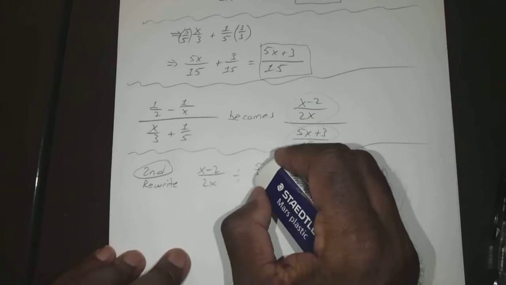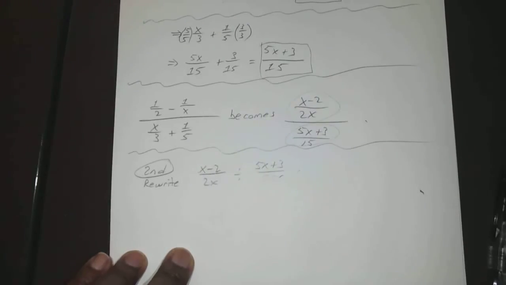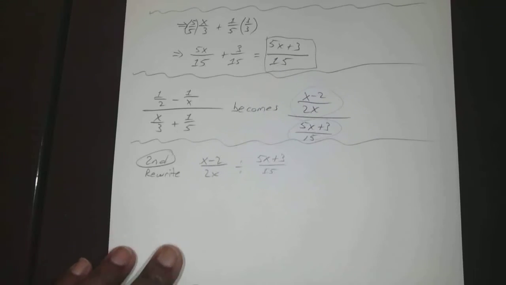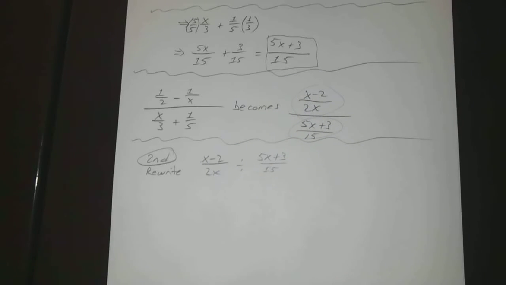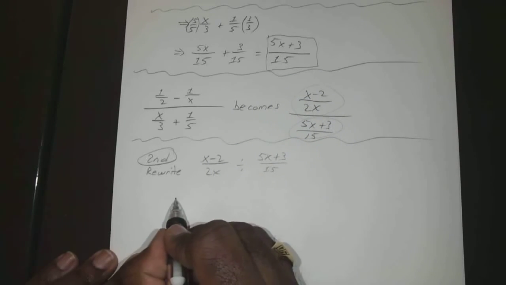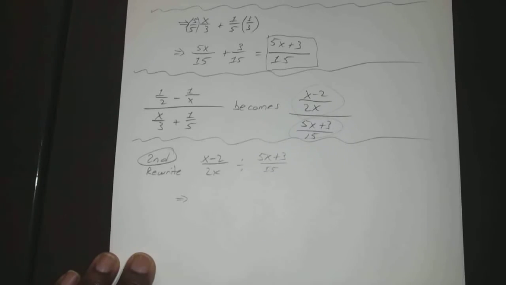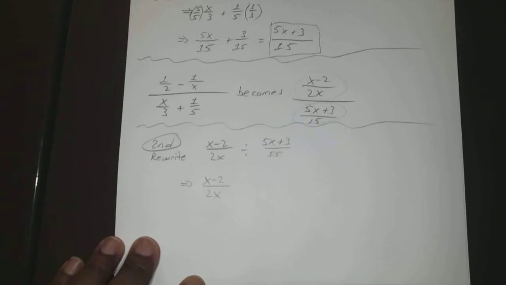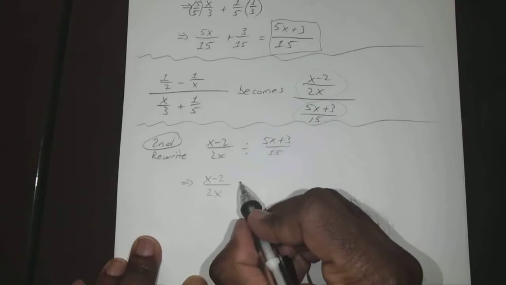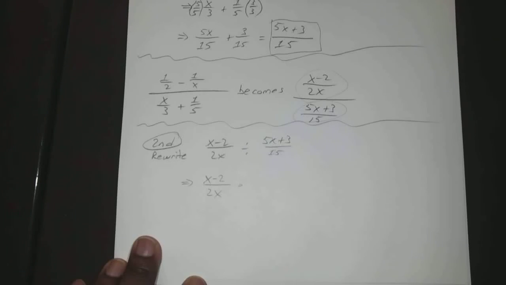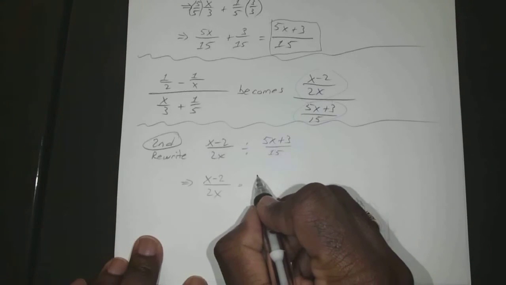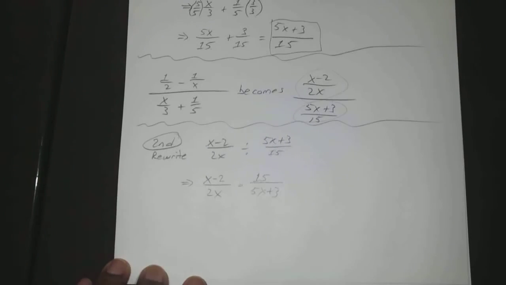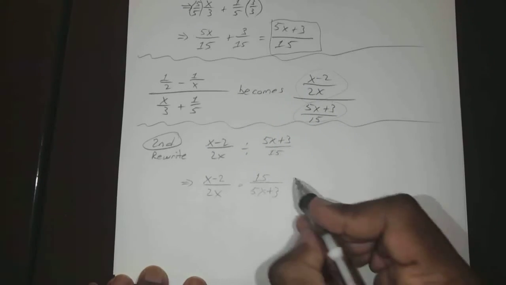And clean up that 1 a little bit. Okay, so now we just apply the division of fractions. Write down our first fraction, which is x minus 2 over 2x. Our division changes to multiplication, and then we just flip the second one. So you have 15 over 5x plus 3. And then we just go ahead and multiply it across.